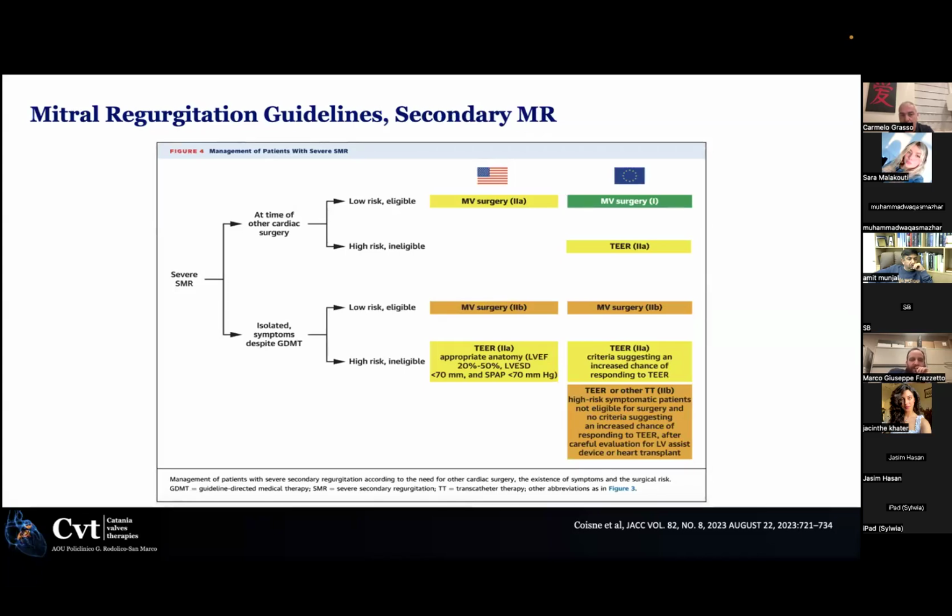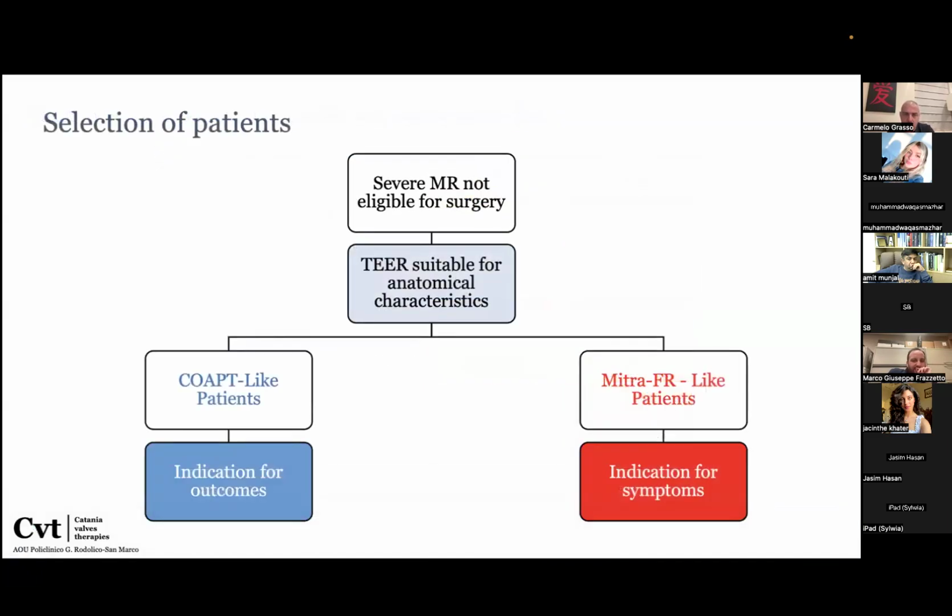If you have isolated mitral regurgitation, symptomatic despite good medical therapy, in case of low risk, mitral valve surgery is indicated. In case of a high risk patient, the indication is 2A in both the guidelines. So at the end of the day, which patient do we have to treat?